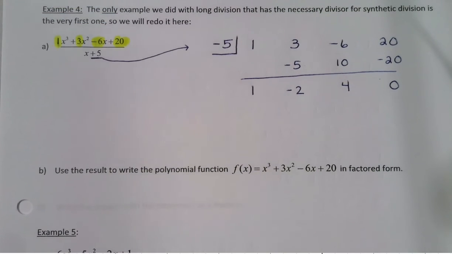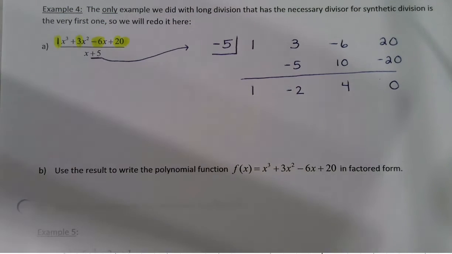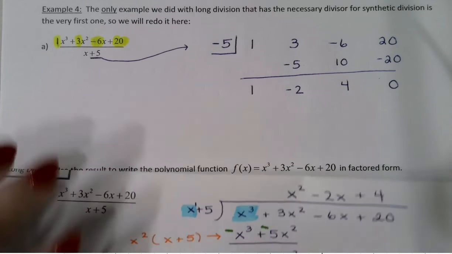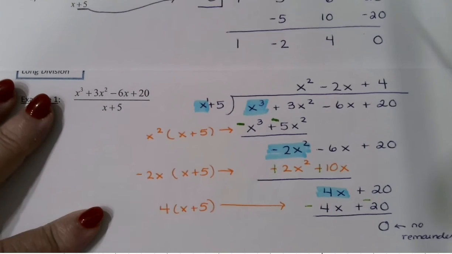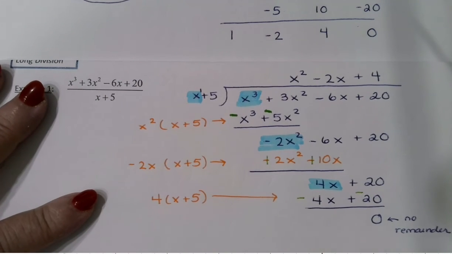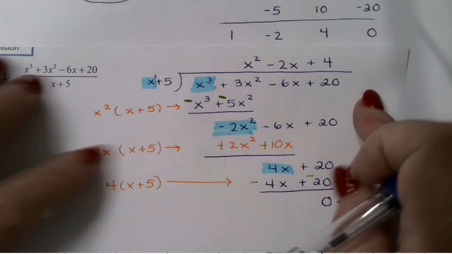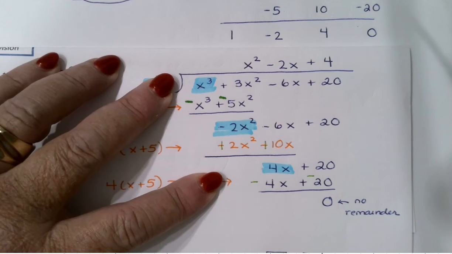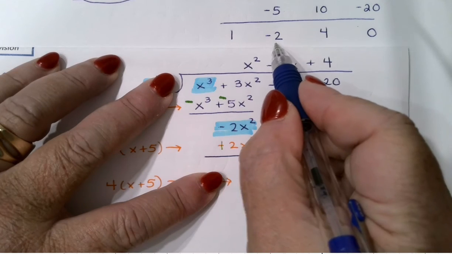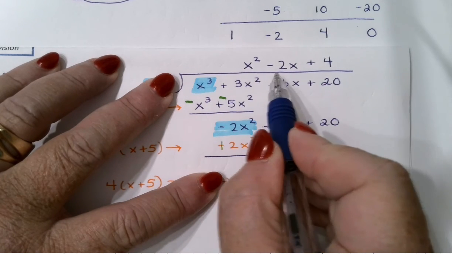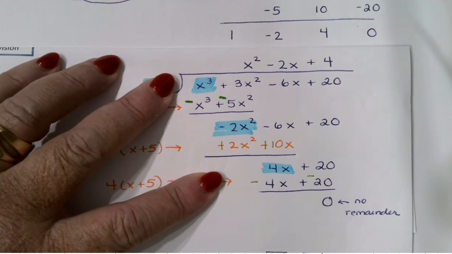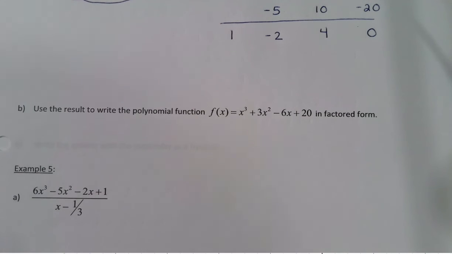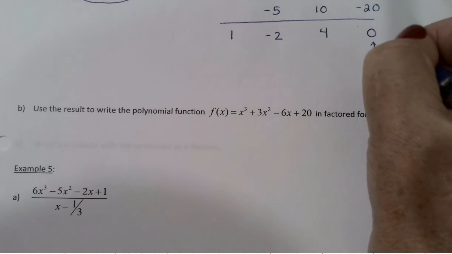So what's my answer? Take a look at the answer that we got when we did the long division. Can you see what the answer I got with synthetic division really means? The 0, the remainder, is represented here. And the 1, the -2, and the 4 are the coefficients in my quotient. So when you use synthetic division, the last value is always your remainder.